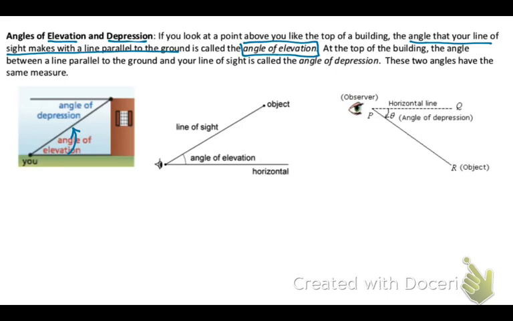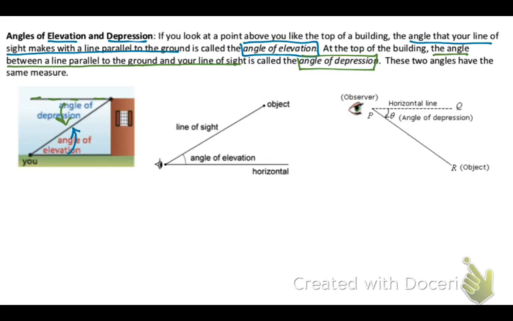Now at the top of the building, so if you were standing at the top of the building and looking, the angle between a line parallel with you and the ground, and then your line of sight, if you look down, that's called the angle of depression. So angle of elevation from a horizontal line opens up, and an angle of depression from a horizontal line opens down. And in this case, these two angles have the same measure.